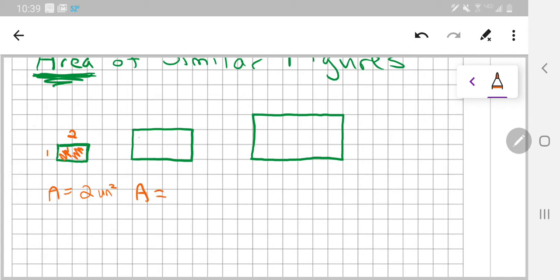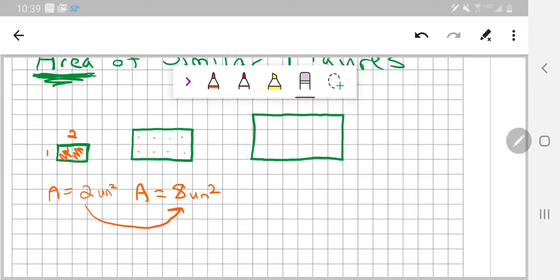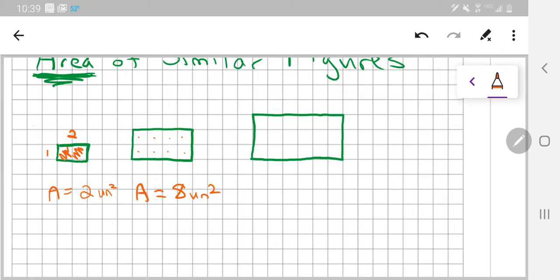There's 1, 2, 3, 4, 5, 6, 7, 8. No, it's 8 units squared, or square units, and if we look at this, that doesn't follow the same pattern as the scale factor. All right, it is not going to be just multiply the area by the scale factor and get the new area.